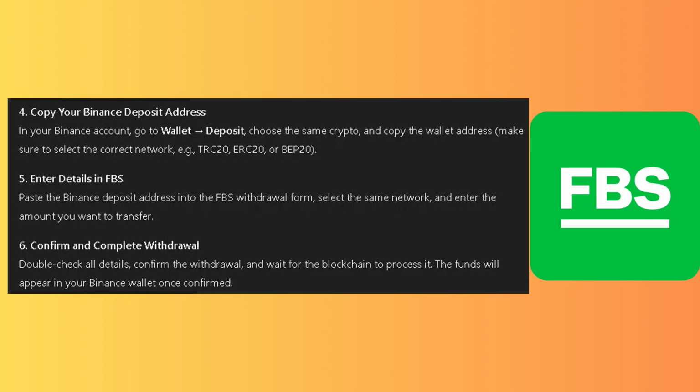Enter details in FBS. Paste the Binance deposit address in the FBS withdrawal form. Select the same network and enter the amount you want to transfer. Confirm and complete your withdrawal.